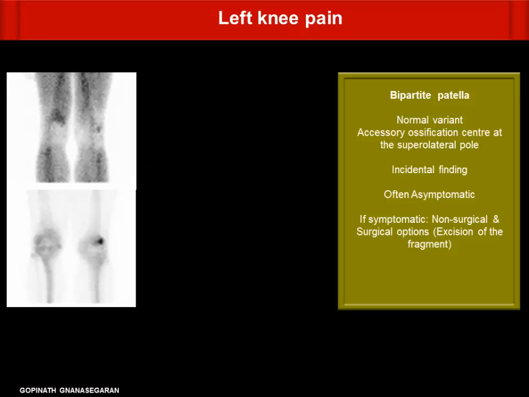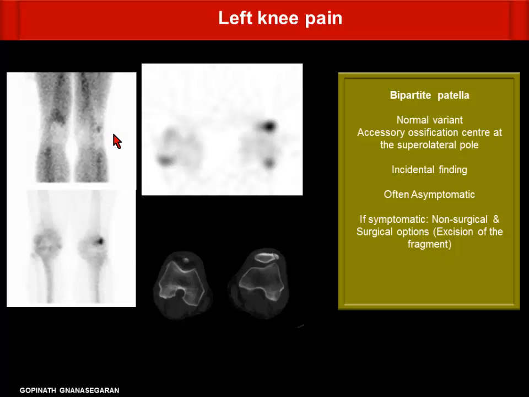Miscellaneous conditions. This is quite interesting because there is increased uptake. The patient has knee pain. On the bone scan, you can say it could be a patellar fracture, or it could be just degenerative disease. But doing the CT bit, again you see a patella and there's a break here. So that's not a fracture, that is a bipartite patella, which is a normal variant. If you don't know that is a normal variant, I can easily call that a fracture.